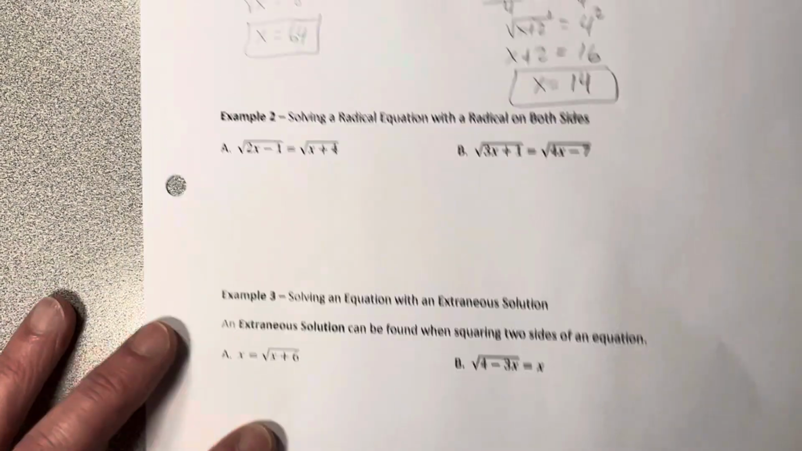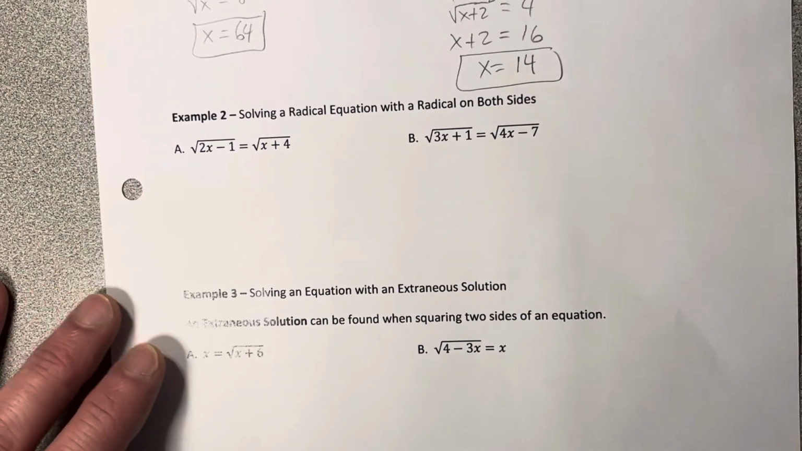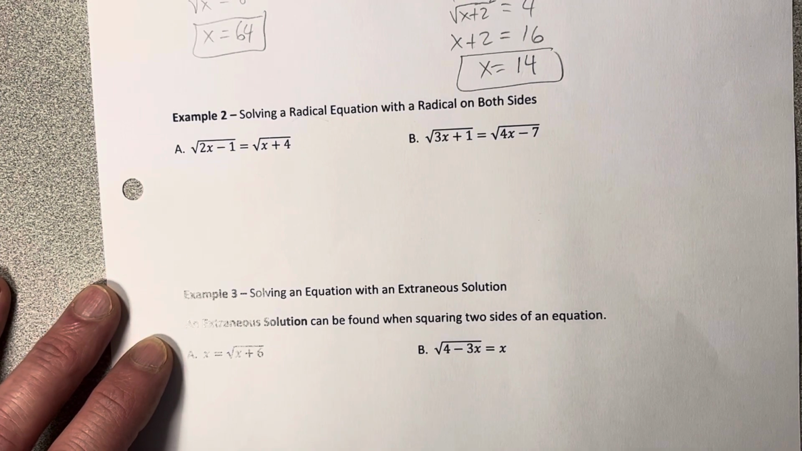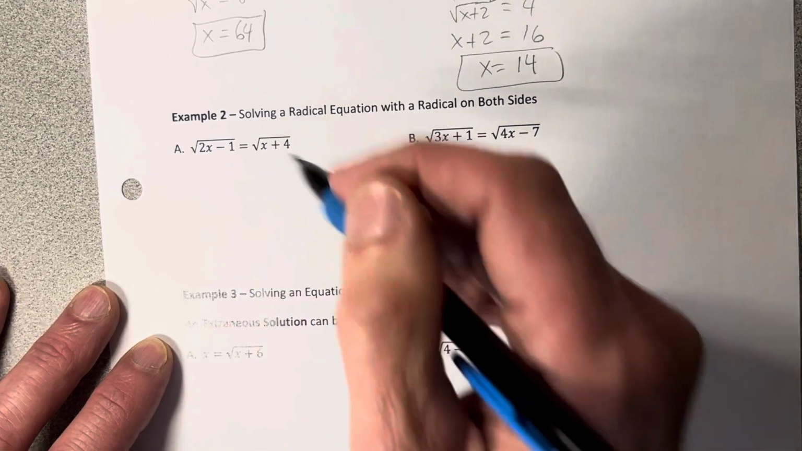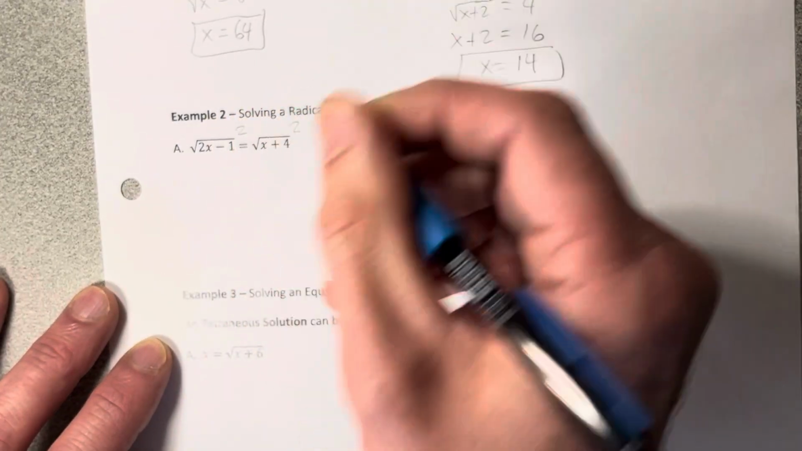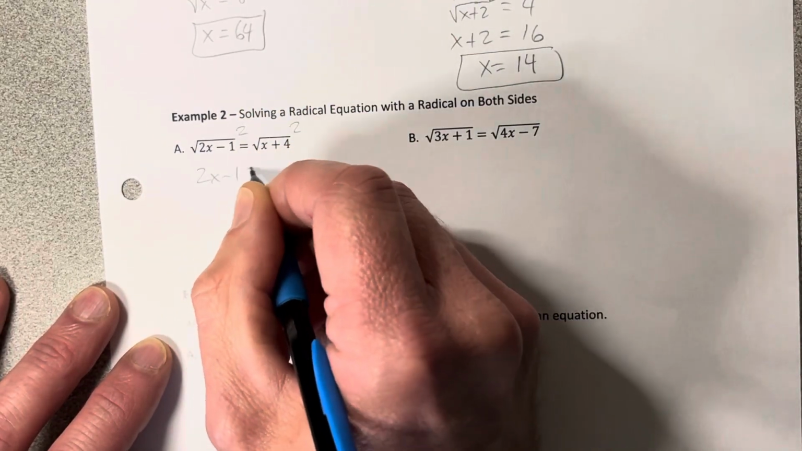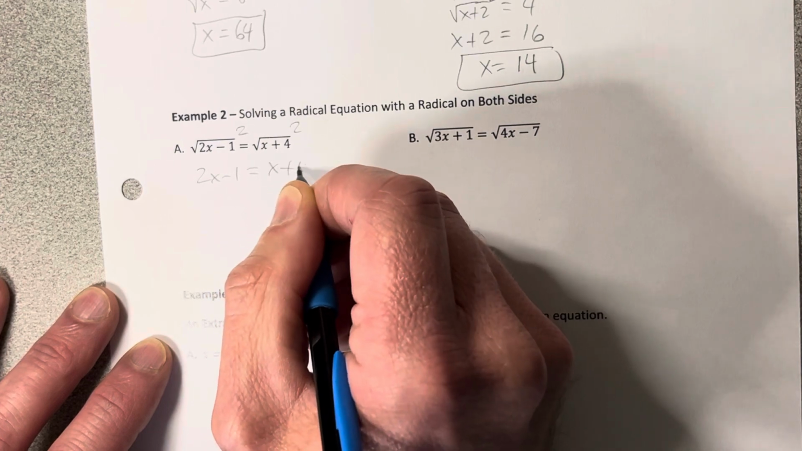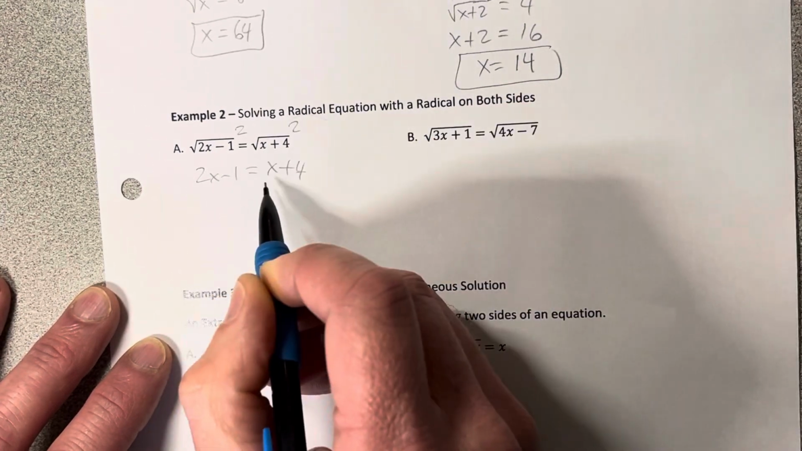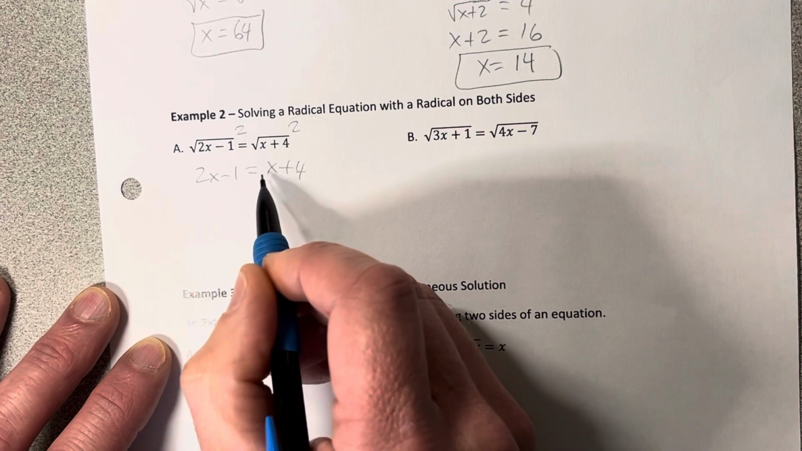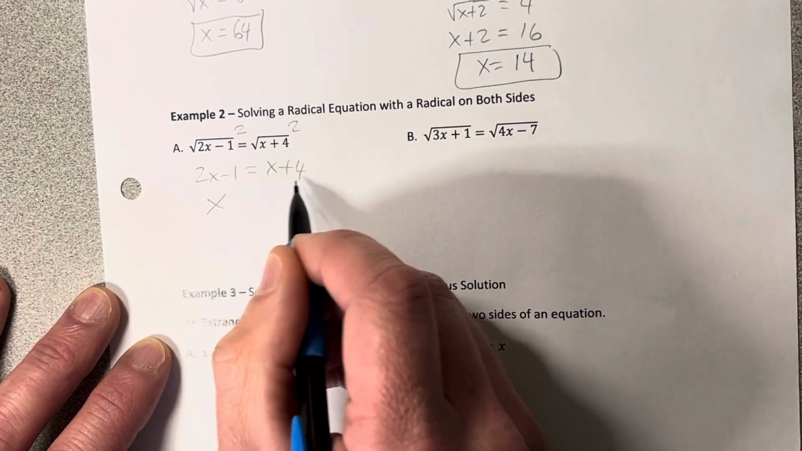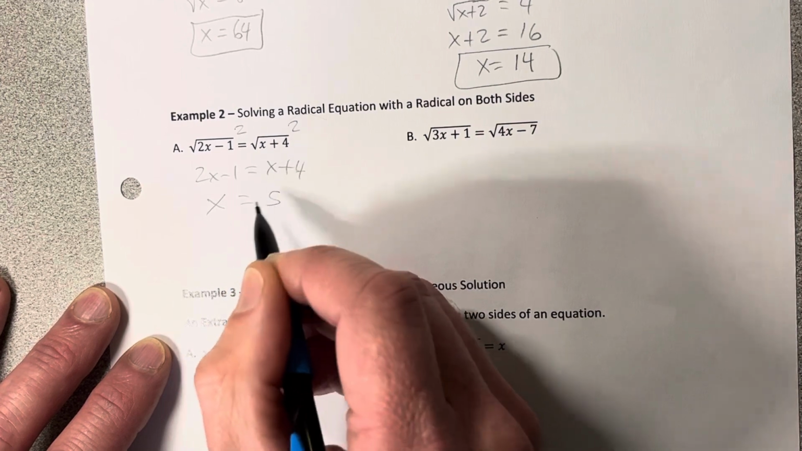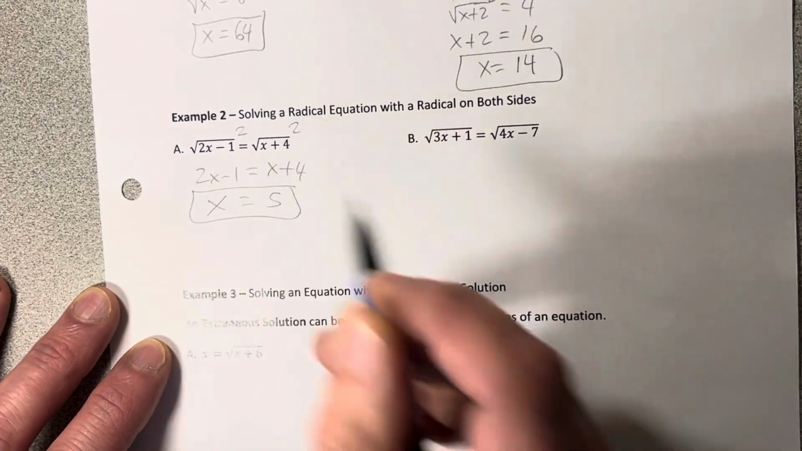But anyway, on example 2, this is getting a little more complicated. We've got x's on both sides, but they're both under the square roots. I'm ready to square both sides and get 2x minus 1 is equal to x plus 4. And then we can solve this equation pretty quick, get the x's together. And we get x is equal to 5.